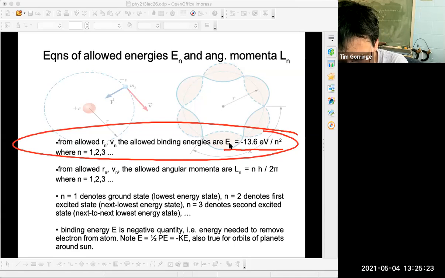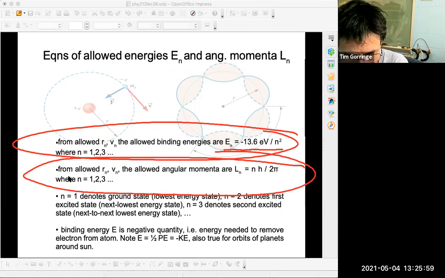The energy of the nth orbit, so this could be the first orbit, the second orbit, the third orbit, the fourth orbit, and so on, is a constant, minus 13.6 electron volts, divided by the square of n. So if it was the first orbit, then it would be minus 13.6 electron volts. That's its energy. If it was the second orbit, it would be minus 13.6 electron volts divided by 2 squared, or 4. So those are the energies of the orbits.